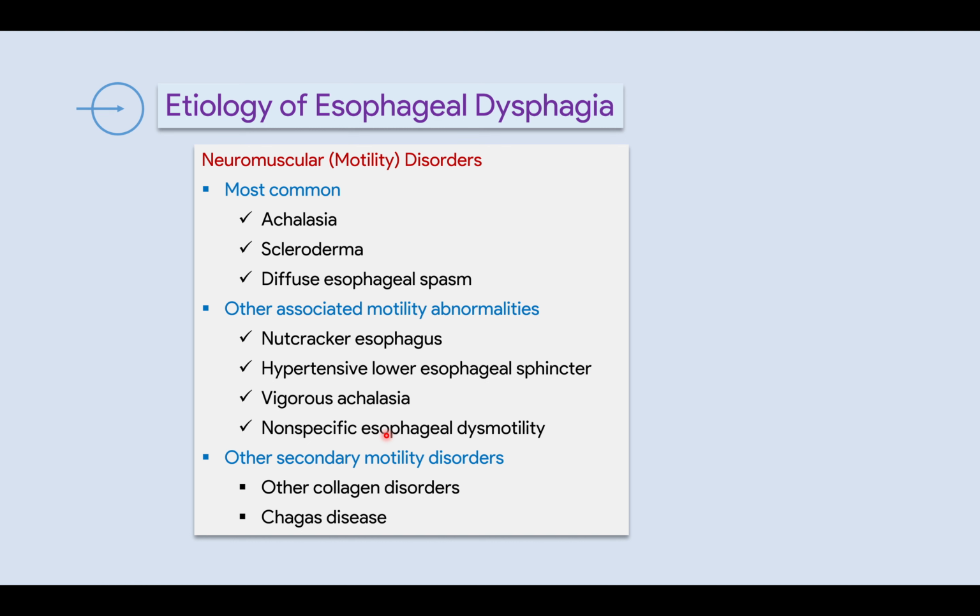So Chagas disease is an infectious disease which is caused by a reduviid bug, in which the ganglions of the esophagus are getting involved and may lead to a motility disorder.